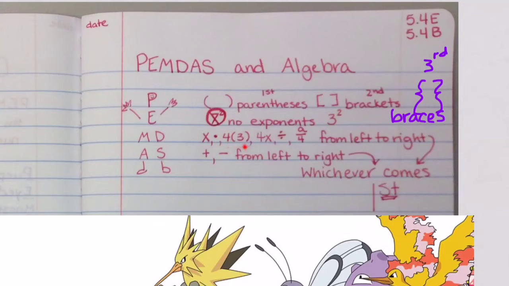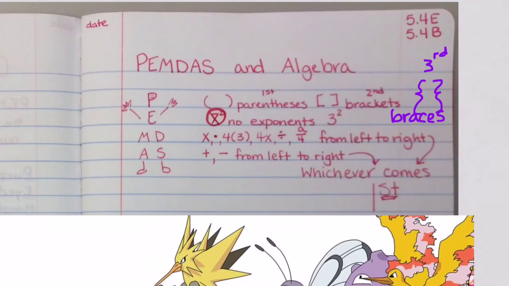Okay, and I wrote out all our ways that we're multiplying. We got the X that we're used to, the little dot, a number next to parentheses means that you're multiplying, and a number next to a variable or a letter means you're multiplying. Okay, and then dividing, we have our division symbol, and then we also have our division bar. So, for example, if you have a variable over a number, you're going to divide A by 4 on this example right here.